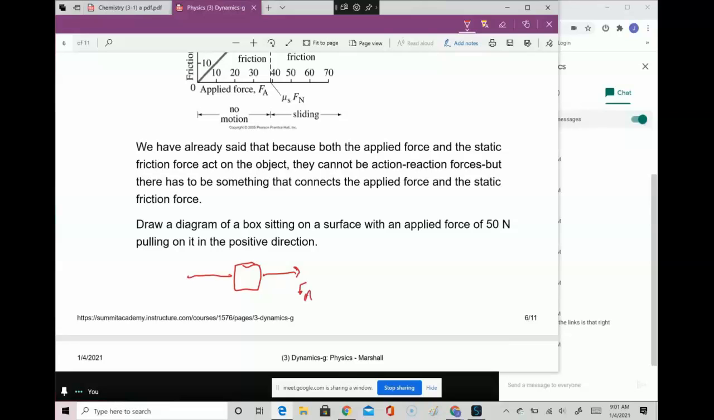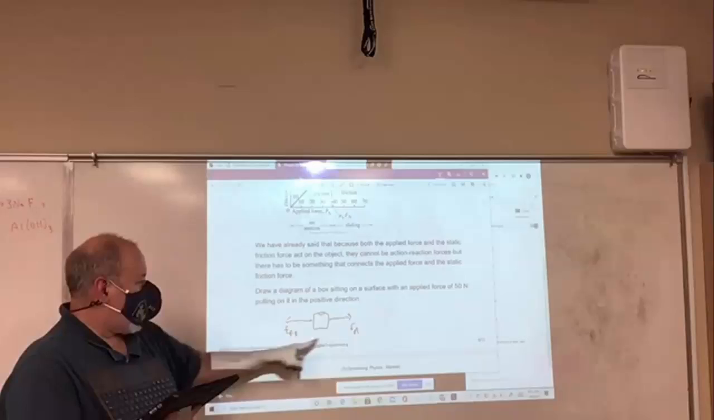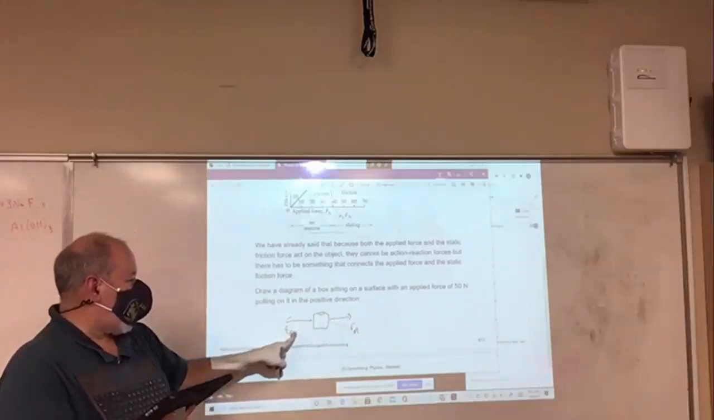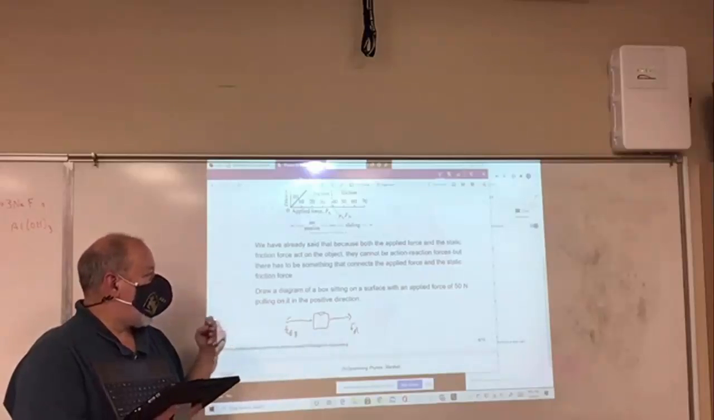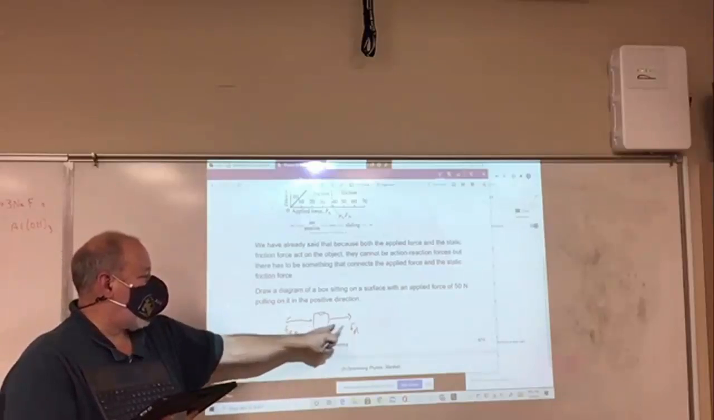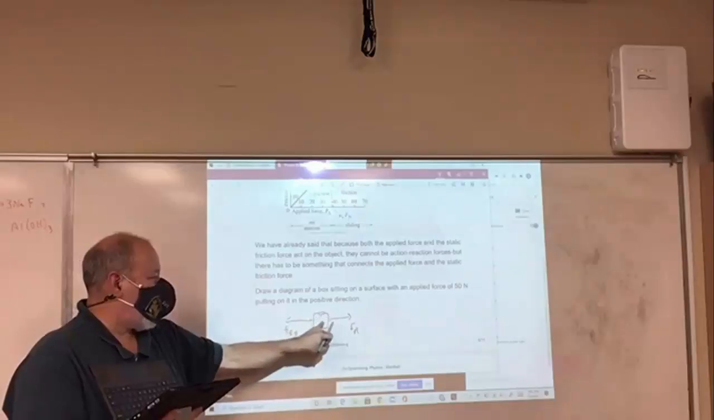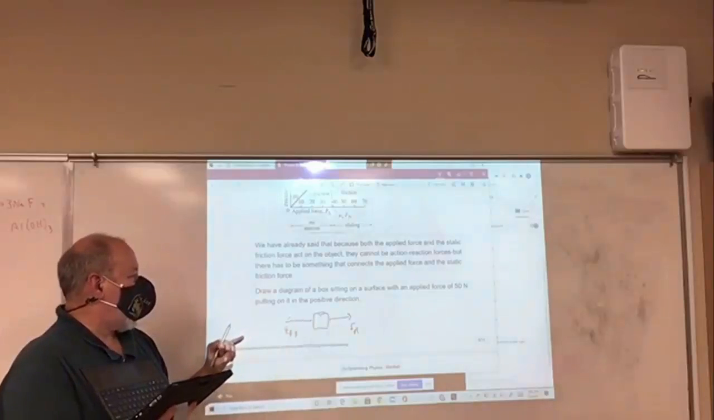the static friction force increases. Now, it's not letting me write very well either. So the applied force increases, the static friction force increases. Why is that happening? Why are these two connected? They're not action-reaction forces because they're acting on the same object.